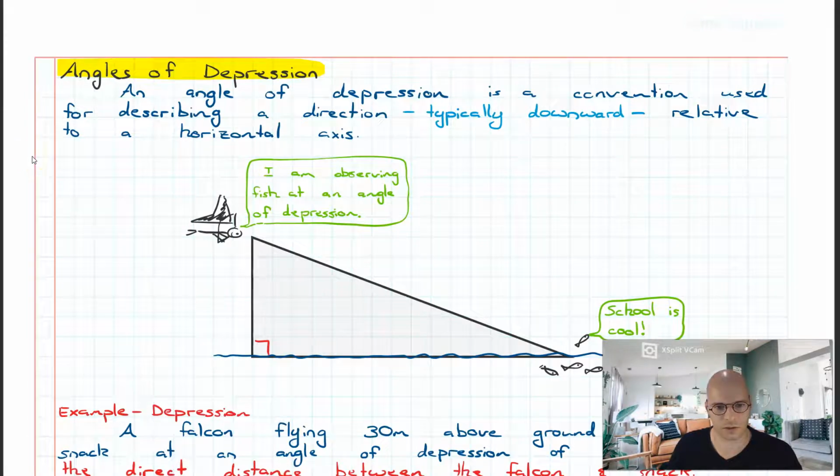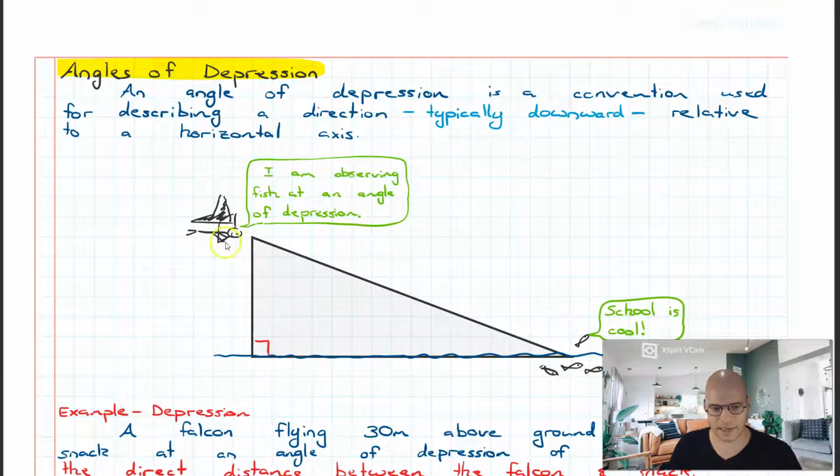Welcome to this video on the topic of trigonometry. In this video, we're going to unpack the concept of angles of depression. An angle of depression is a convention used for describing a direction, typically downward, relative to a horizontal axis. Looking at the situation drawn below, we have a hang glider looking at a school of fish.